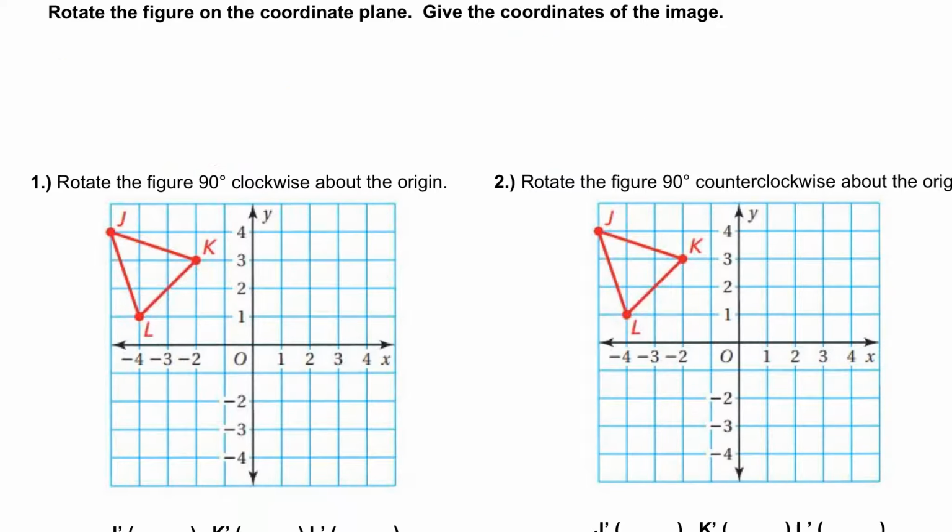Okay. So when we're doing rotations, we're going to physically rotate our paper to find the new coordinates, write them down, and then we can flip our paper right side up and plot those points.